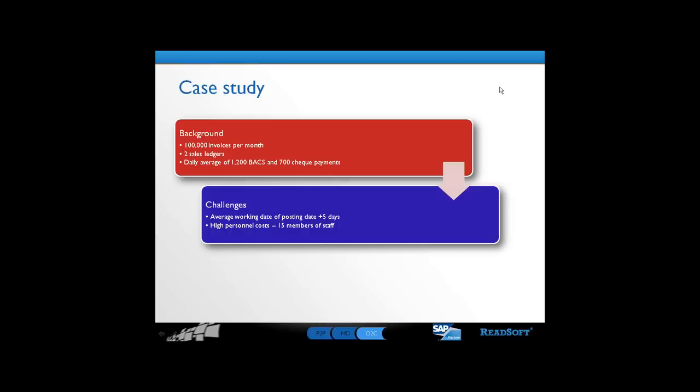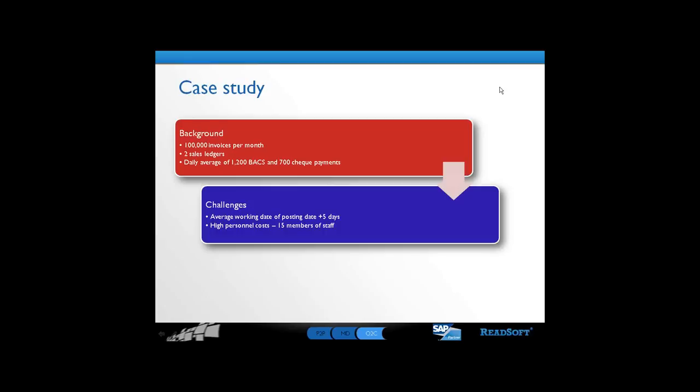The challenges: they had a lot of personnel in this area just in terms of matching the payments to the outstanding invoices. They also had a challenge in that it was taking them up to 5 days to actually match those payments to those outstanding invoices. So when we touched on the month end, the quarter end, the year end, there were some major challenges there, with lots of late night pizzas and things like that going on.